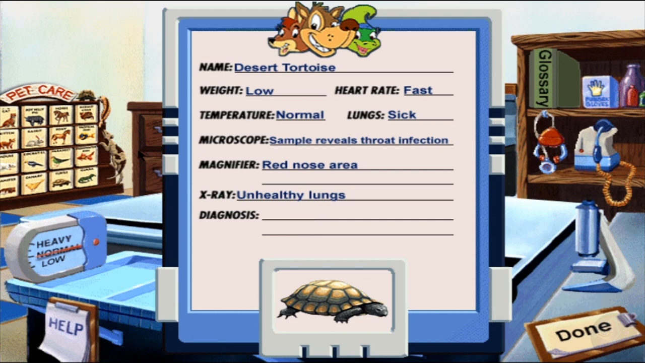The temperature reading is normal, but the lungs sound unhealthy. The microscope reveals an infected throat culture, and with the magnifying glass, we could see redness in the nose area. The X-ray shows unhealthy lungs. The desert tortoise has pneumonia.